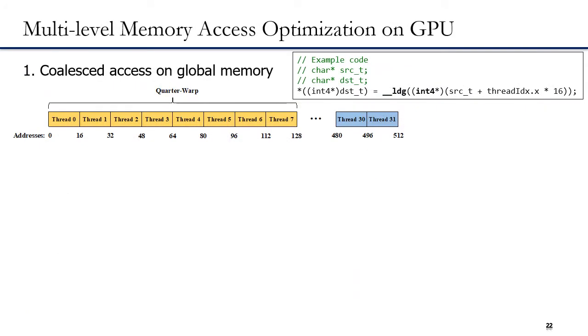We propose multi-level memory access optimizations. We implement coalesced access on global memory. For example, we use each thread to access consecutive 16 bytes, so the whole request in one warp is divided into 4 independent memory requests for 4 quarter warps. In addition, we use built-in vector types in CUDA, such as int4, to implement automatic alignment and coalesced access. We also use read-only cache with the LDG function to improve performance.